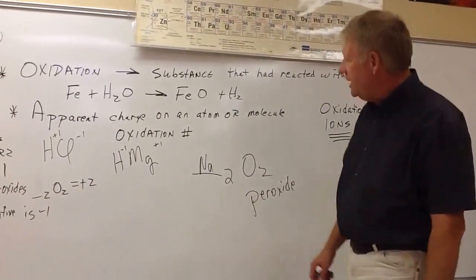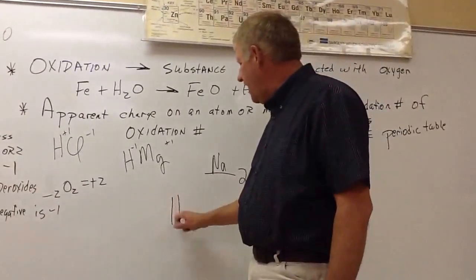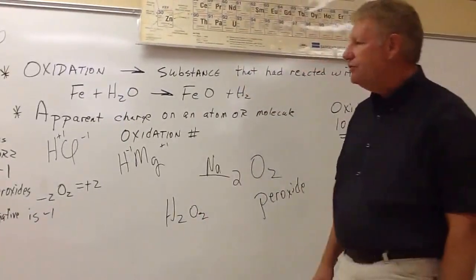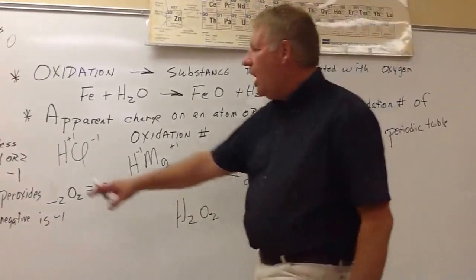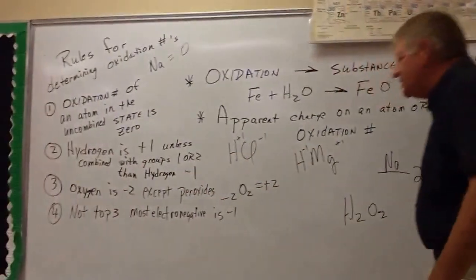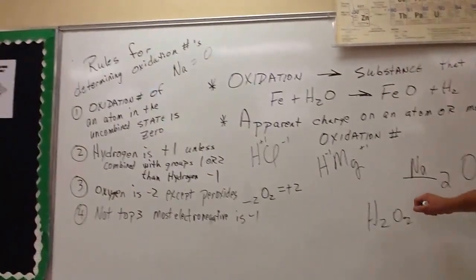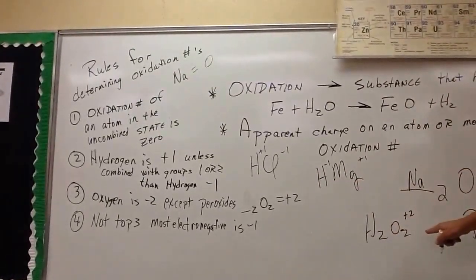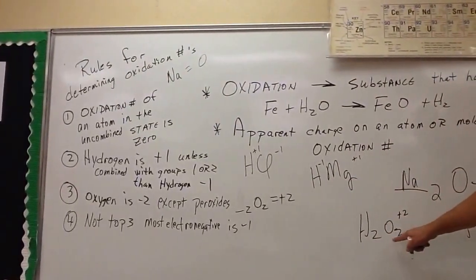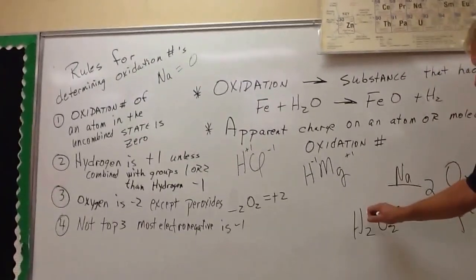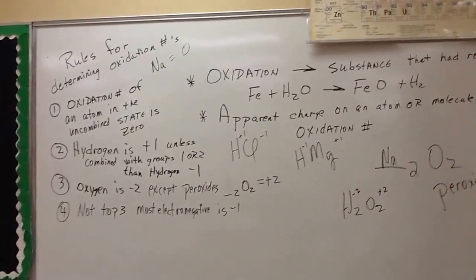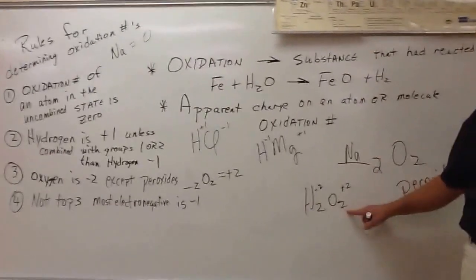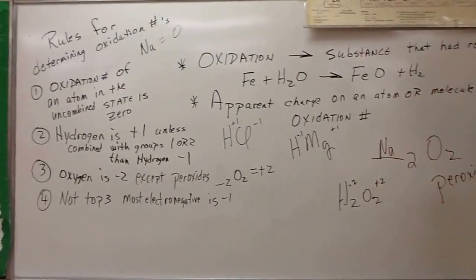So let's look at this, and let's do hydrogen peroxide, H2O2. If this was the rule, oxygen is -2 except in peroxides where it's +2, so I would put a +2 here. Why? Because it's a peroxide. So now this is O2, and this is an H2, so this would be a -2. Why? Because it would be a 0 charge. So here we have a -4, then we have a +4, which makes a 0 charge.